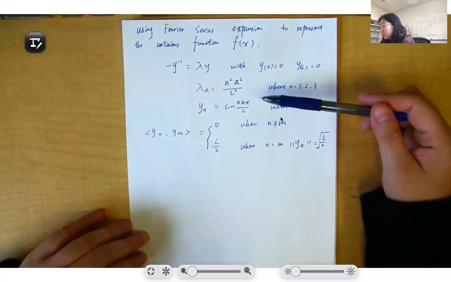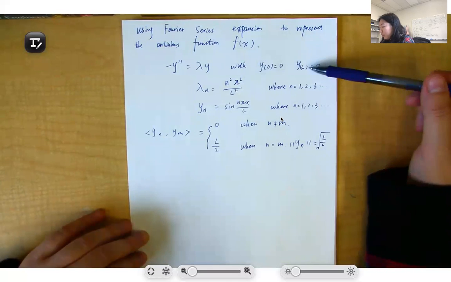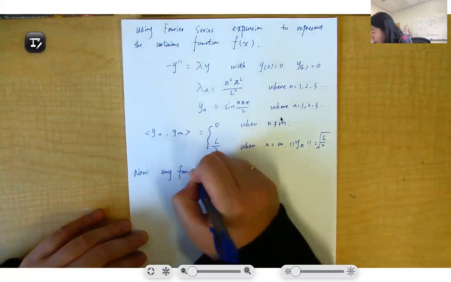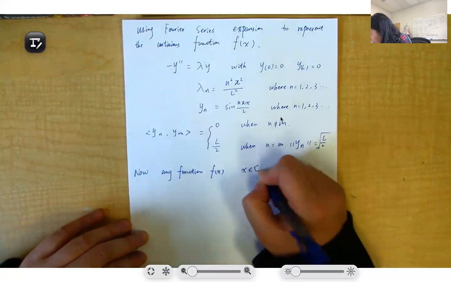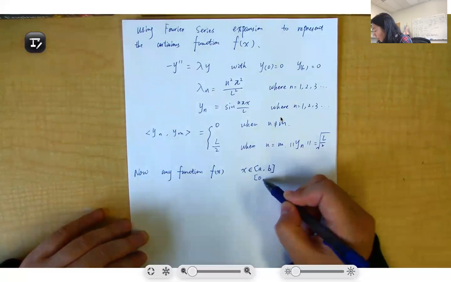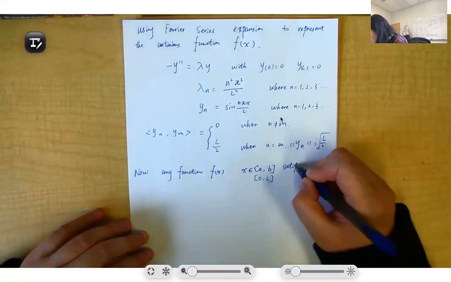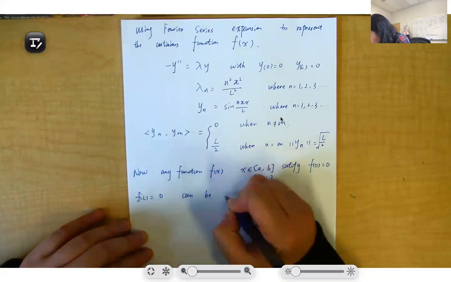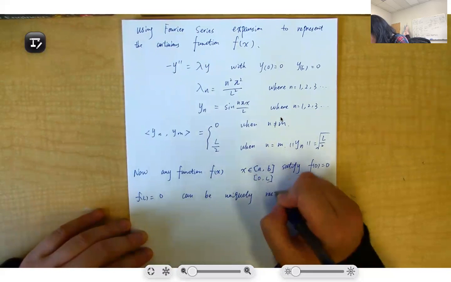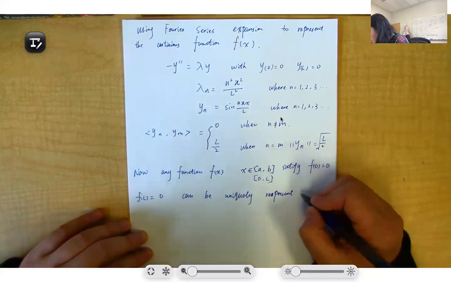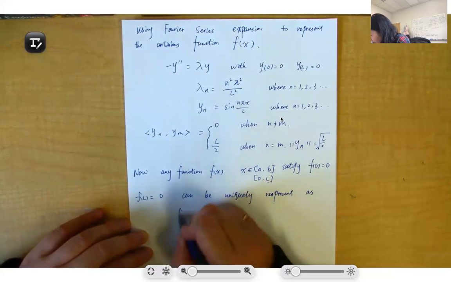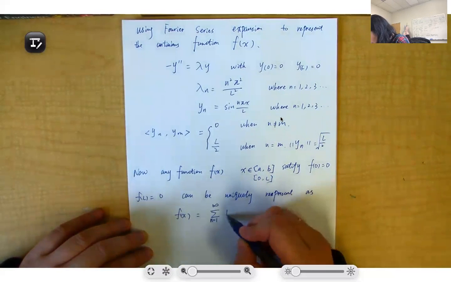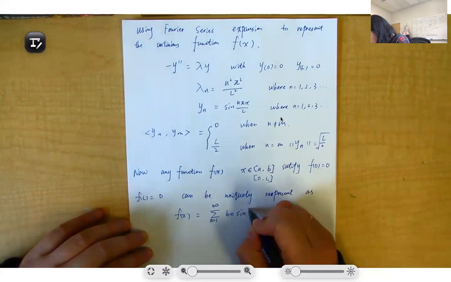Then the next part is now we are trying to use this orthogonal basis, which is a sine function, to represent any continuous function f(x) in between 0 to L. Okay, so now any function f(x) when x belongs to a to b, where in our example will be 0 to L, satisfying f(0) equals 0, f(L) equals 0, can be uniquely represented as f(x) equals the sum from n equals 1 to infinity of b_n y_n, which is sine n pi x over L.